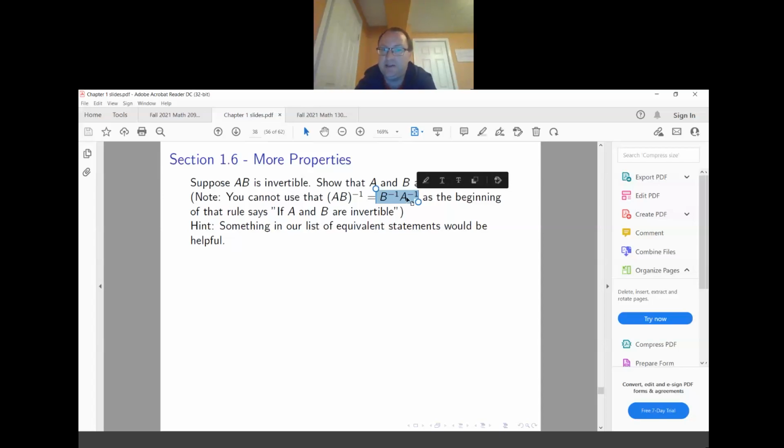We're trying to show that if AB is invertible, then both A and B have to be invertible, but you can't use that they're invertible to write this expression. Otherwise, it's the chicken and the egg. Can't use the chicken to get the egg, and can't use the egg to get the chicken. If you haven't heard that expression, ignore it, because it probably confused you.